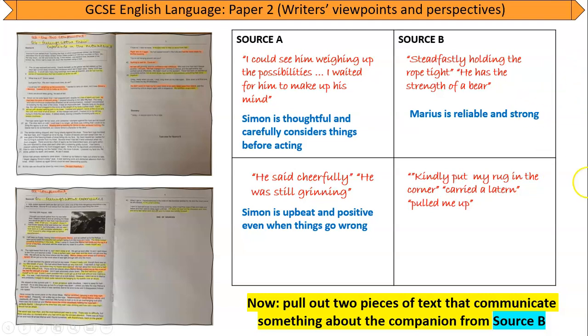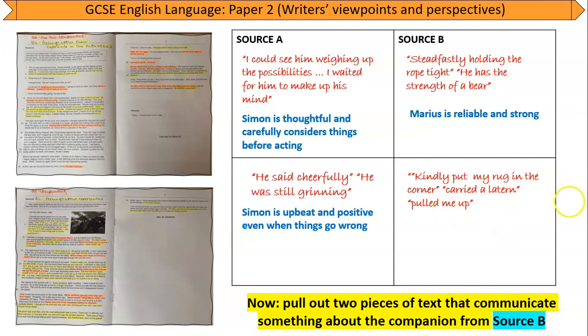Which takes me to my second textual reference, where the writer tells us that Marius kindly put my rug in the corner and also carried a lantern for her and pulled her up. Kindly put my rug in the corner, carried a lantern, pulled me up.